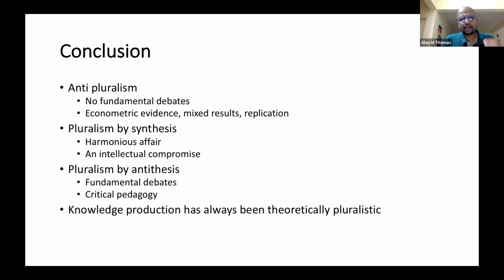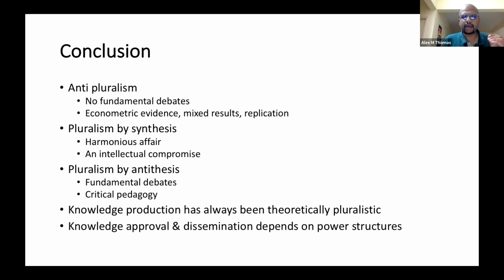And last two points. I think that knowledge production has always been theoretically pluralistic. I think that curriculum is a different matter because the approval of knowledge and the dissemination of knowledge depends on power structures. And depending on who's in power, they get to decide how the curriculum should be made, what kind of journal should be ranked at the top, what kind of university should be ranked at the top. And this is largely because of power structures.